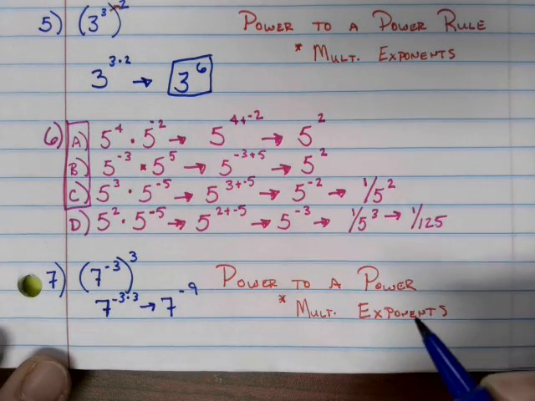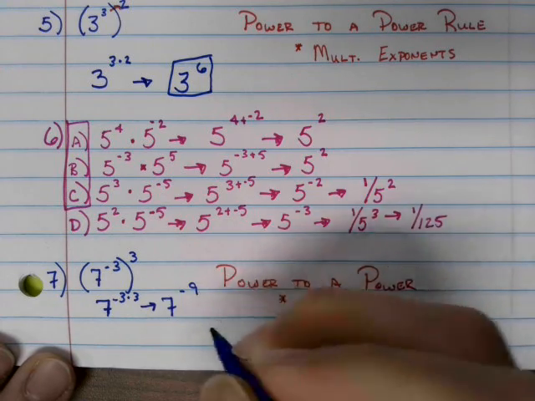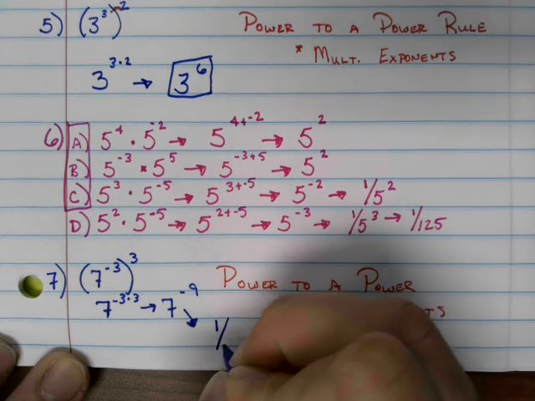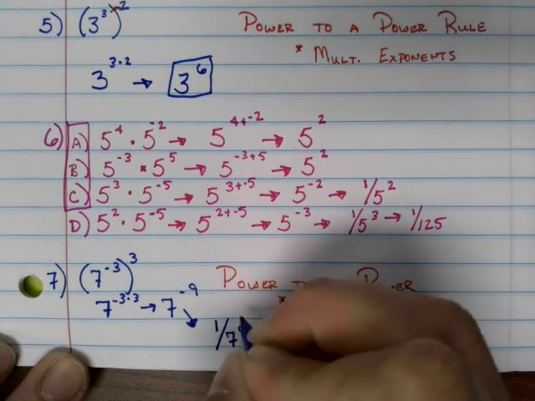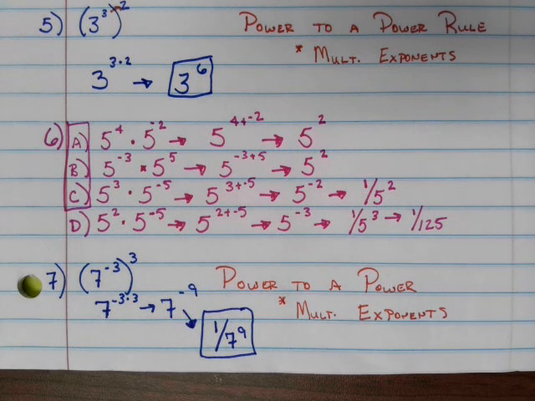And how do we make that negative exponent a positive? We flip it. So when I flip that, my answer, I'll put it over here so it'll fit. 1 over 7 to the 9 will be your answer. And for that one would be A.